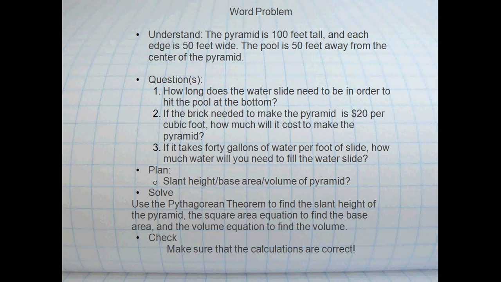Plan. What is the slant height, base area, and volume of the pyramid? Solve. Use the Pythagorean theorem to find the slant height of the pyramid, the square area equation to find the base area of the pyramid, and the volume equation to find the volume of the pyramid. Make sure that the calculations are correct.